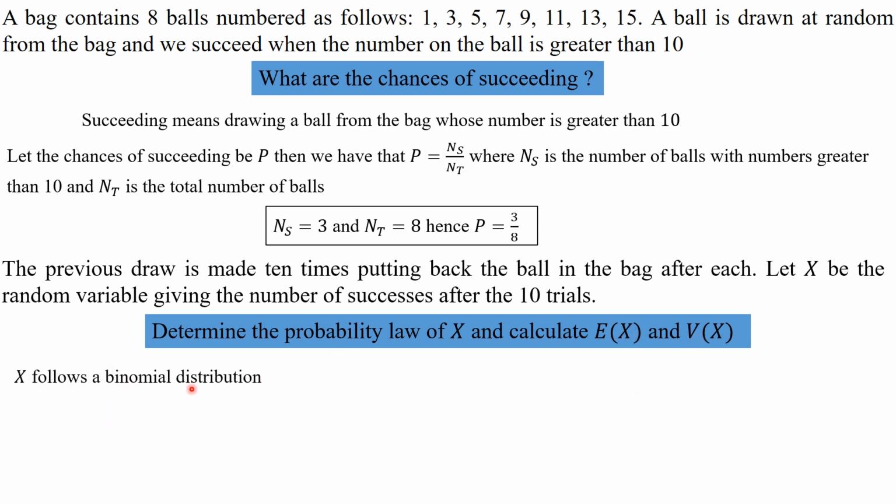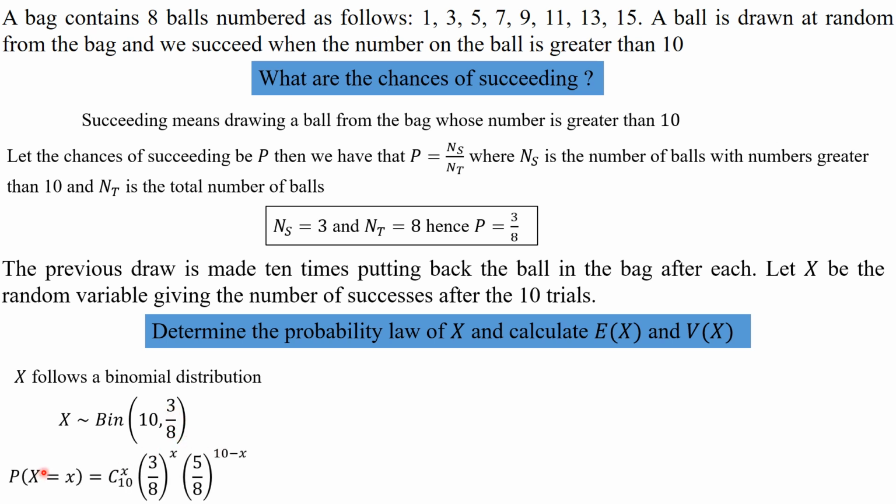Alright, so clearly X follows a binomial distribution. Why? Because firstly, the trials are independent. Secondly, the probability of succeeding is constant for each trial. Those are the most important points. So X follows a binomial distribution. Now, a binomial distribution is defined in terms of the number of trials and the probability of succeeding. The number of trials is 10, the probability of succeeding is 3 divided by 8.